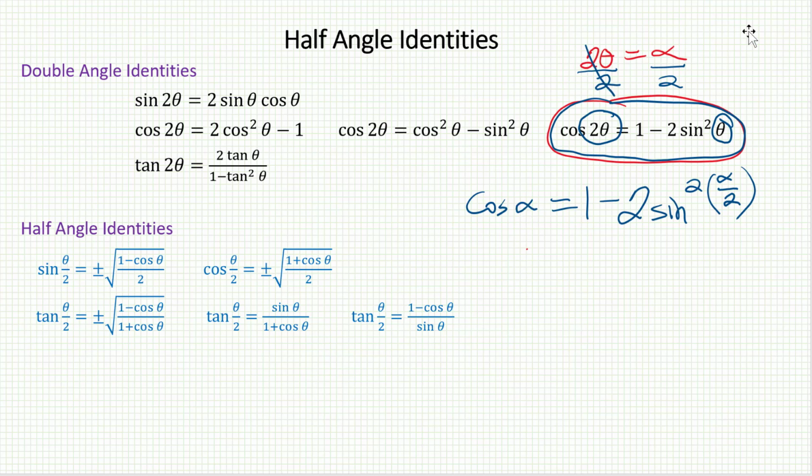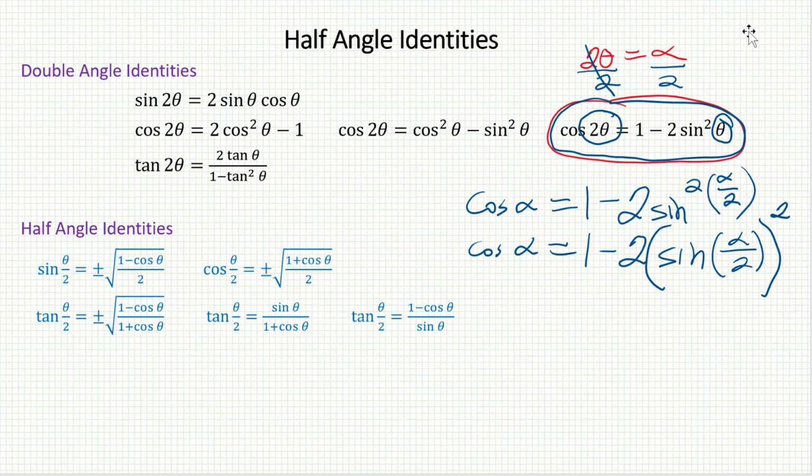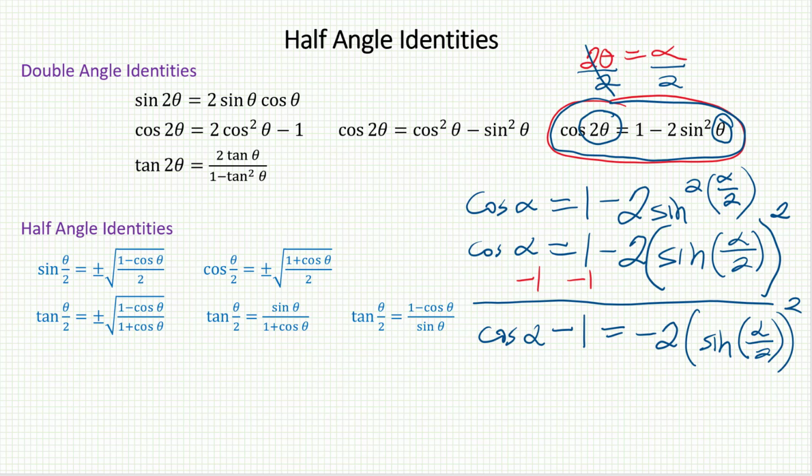Well, let's solve for sine alpha over 2. One thing I think might help me in the solving process, let's remember what's actually being squared here. It's the entire ratio. So sine alpha over 2, that whole thing is what's being squared. Let me write it this way just for the sake of the algebra. So how could I get that sine alpha over 2 by itself? I would have to subtract 1 from both sides. And then it looks like I'll need to divide both sides by negative 2.